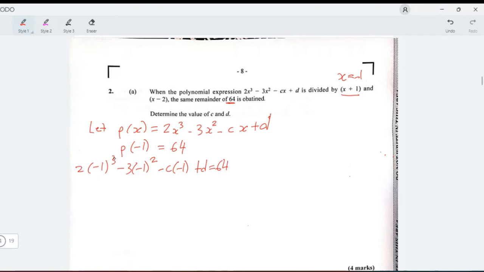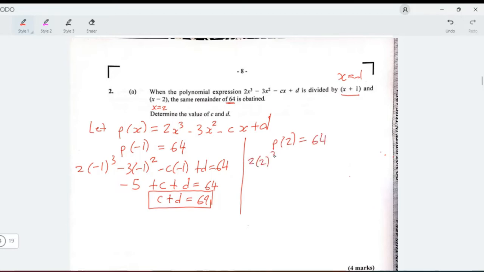Negative 1 cubed is negative 1 times 2 is minus 2. Negative 1 squared is positive 1 times 3, that's minus 3. So that's minus 5 plus c plus d equals 64. So c plus d is equal to 69. So we have one equation. Now the second equation is when you set x minus 2 to be 0, you'd get x is 2. So p of 2 is also 64.